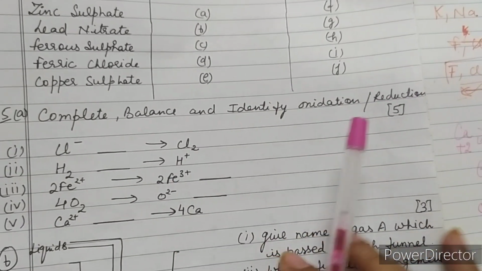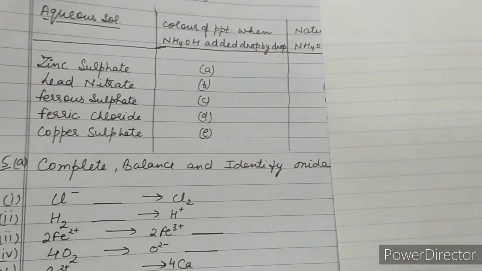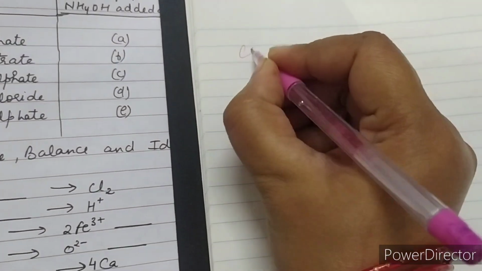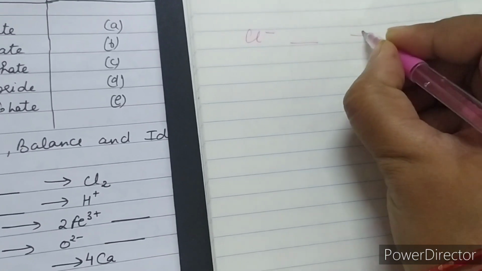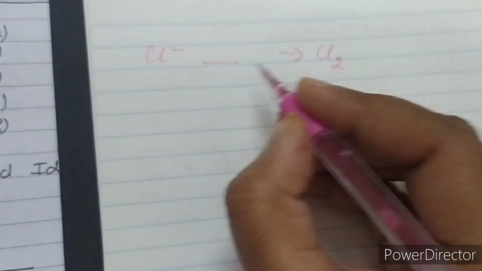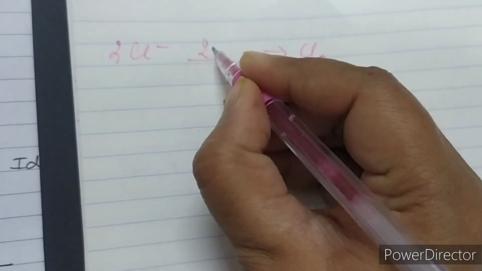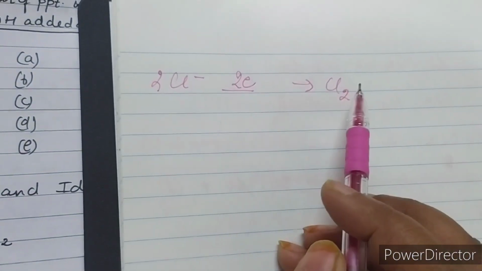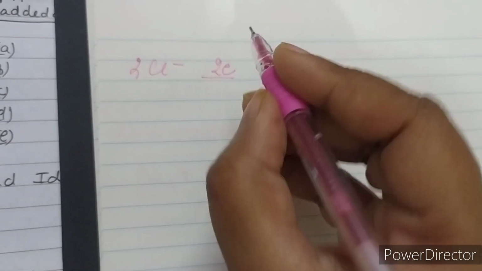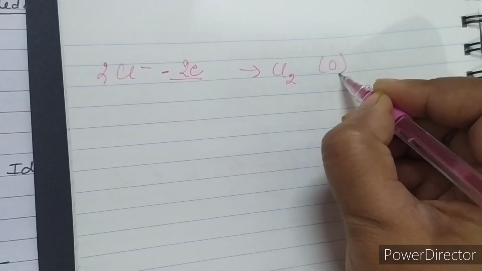Complete, balance and identify the oxidation and reduction reactions. Now let's see how to solve this question. Number first is Cl negative will give you chlorine. So first we'll balance it and fill the appropriate number of electrons here. Here you have 2 Cl, so we'll put 2 here. Now 2 electrons are involved, so we'll put here 2 electrons, and negative charge is decreasing. It means from -2 to 0. It means definitely there will be a loss of electron, and loss of electron is termed as oxidation.